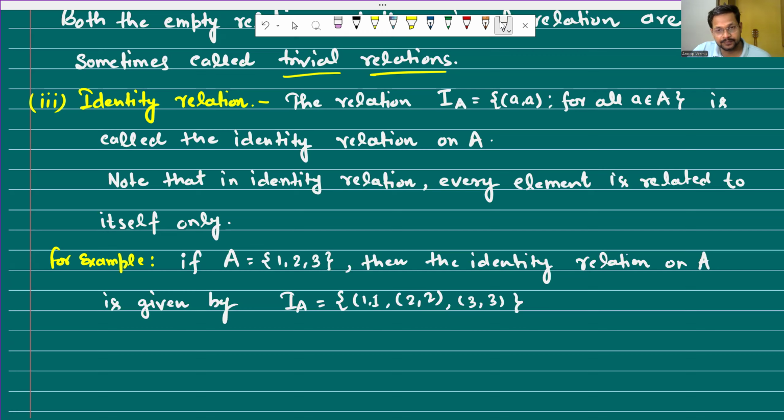So 1 comma 1. Okay, got it? Understood? Okay, just a second.